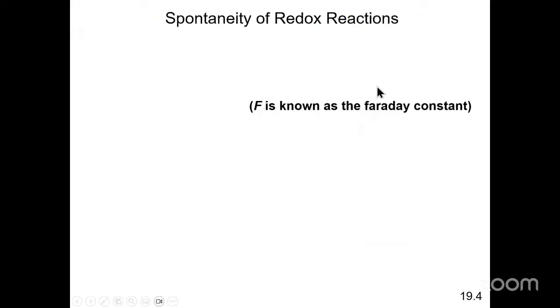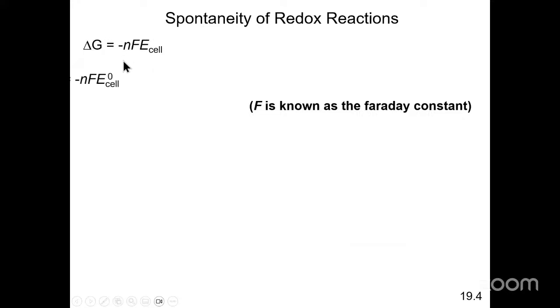Okay, let's talk about spontaneity. Some things that we learned in the previous chapter with respect to thermodynamics will apply here. We know what we mean by the term spontaneous: the reaction or the process will take place without any intervention. And the free energy, which is used to tell whether or not a reaction is spontaneous, is related to the EMF of the cell by this equation right here: delta G is equal to minus N times F times the EMF of the cell.